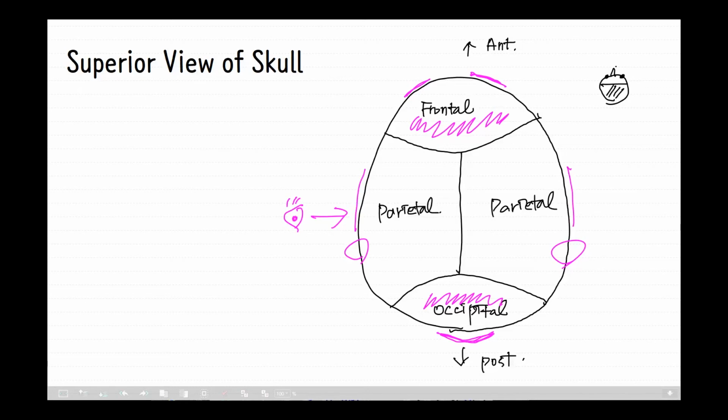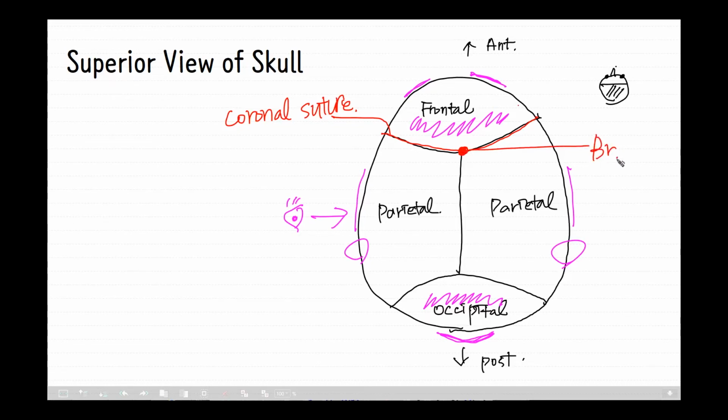The coronal suture marks the articulation between the posterior margin of the frontal bone and the anterior margin of the two parietal bones. This is the coronal suture. The point where the three bones meet is the bregma. This is the bregma.